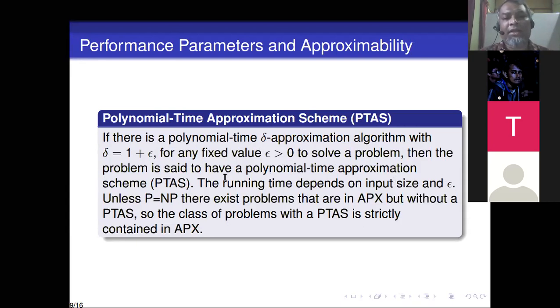So the running time of this algorithm, the PTAS algorithm, depends on the input size and this constant factor, that is, this fixed value epsilon. Unless P equals NP, there exist problems that are in APX but without a PTAS. There are some problems which are in APX but which do not have a PTAS, unless P equals NP. So the class of problems with a PTAS is strictly contained in APX.